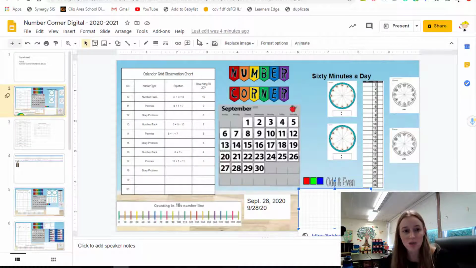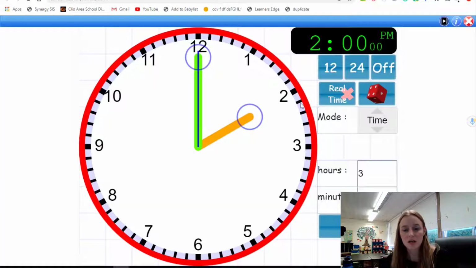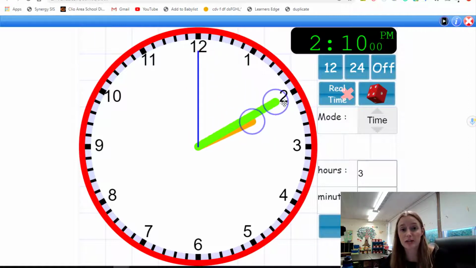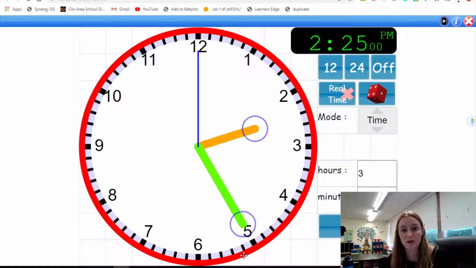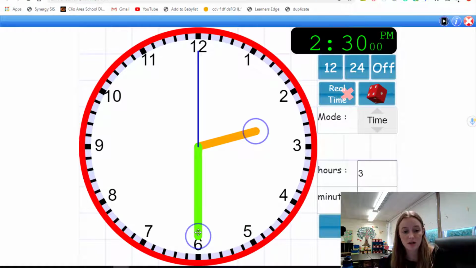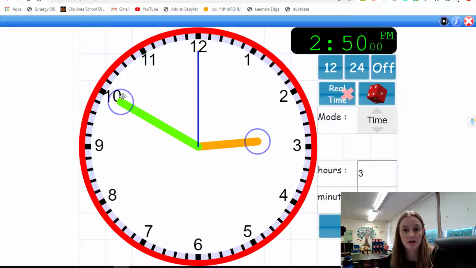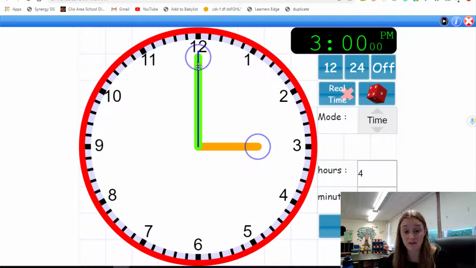Let's go ahead and go to our clock for today. I'm going to close this out. All right, our clock. We left off with 2 o'clock on Friday. So we have to, again, move this minute hand, not the hour hand. Okay, so let's go count together. 2:05, 2:10, 2:15, 2:20, 2:25, 2:30, 2:35, 2:40, 2:45, 2:50, 2:55, and now we're at 3 o'clock for the day.